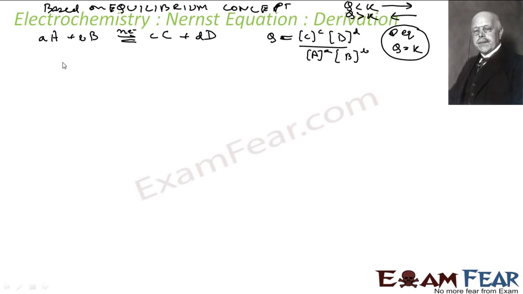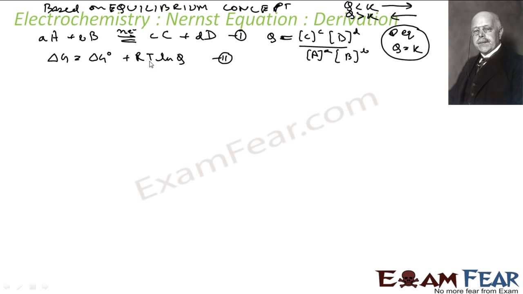Also, we know one more critical equation, that is delta G is nothing but delta G naught plus RT ln Q at any point of time. Correct? This is the equation I know. This is equation 1, and this is equation number 2. These we know, right? The Gibbs free energy change is delta G naught plus RT ln Q.